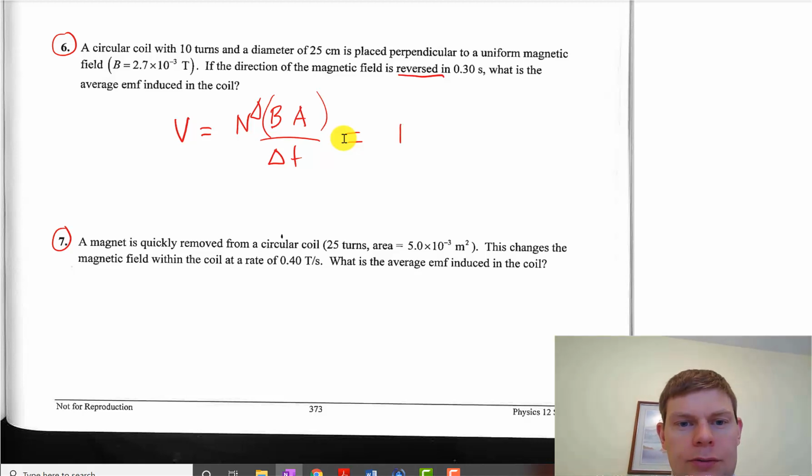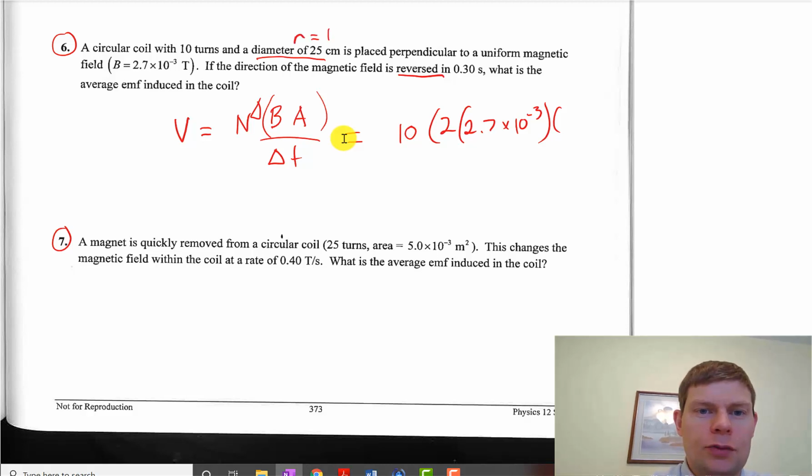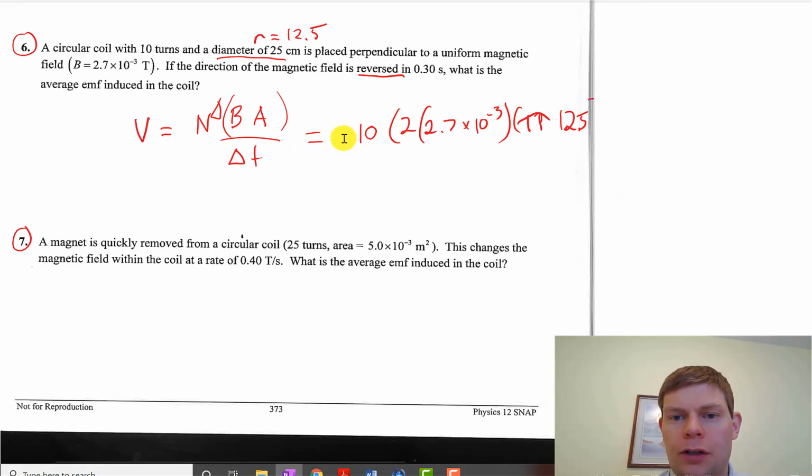So it'll equal 10 times 2 times 2.7 times 10 to the minus 3 times our area. We've got a diameter too. This is another thing we have to play with. So we need the area of a circle with a diameter of 25. Convert that to a radius. Our radius is 12.5. And then we'll just do pi times 12.5 squared.